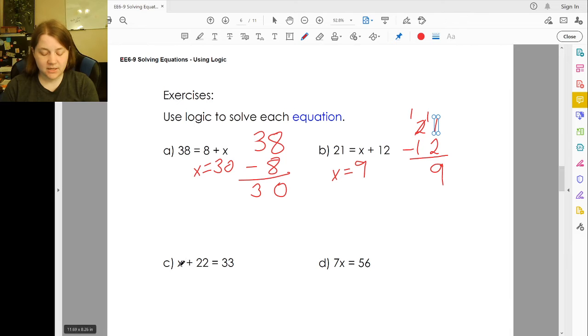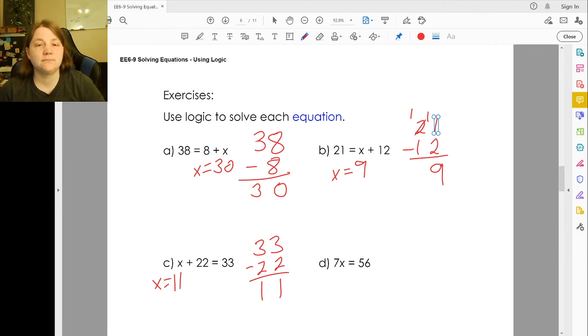What about over here? If I want to know what number when added to 22 gets me 33, that means I'm going to start at 33 and I'm going to subtract 22 away to figure out what x is, which means x will equal 11. 11 plus 22 equals 33.